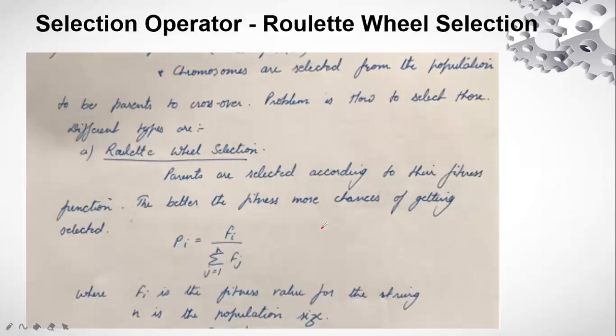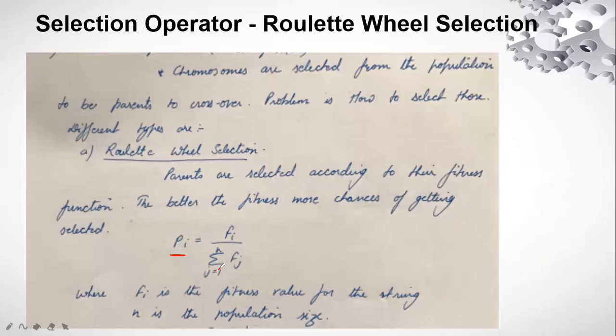So basically, parents are selected according to their fitness function. The better the fitness, the more chances of getting selected. So how do we calculate the probability? We calculate the probability as Pi equal to Fi divided by the summation from j equals 1 to n of Fj.